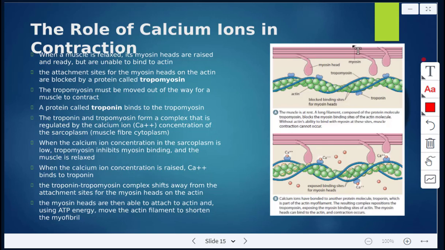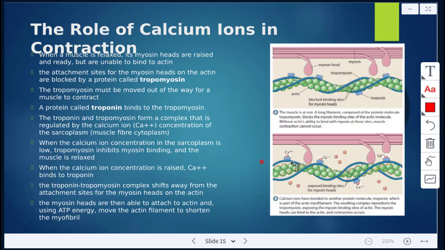All right, so in this first diagram here, we can see the muscle is at rest. The tropomyosin is blocking the myosin binding sites. It's tightly wound around it. Without actin's ability to bind with myosin, muscle contraction cannot occur.